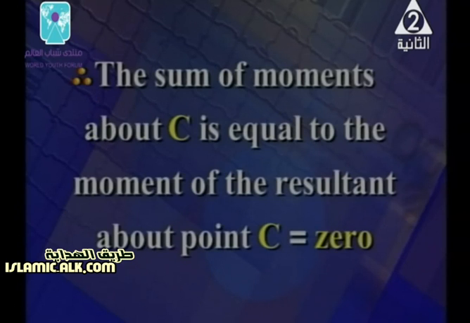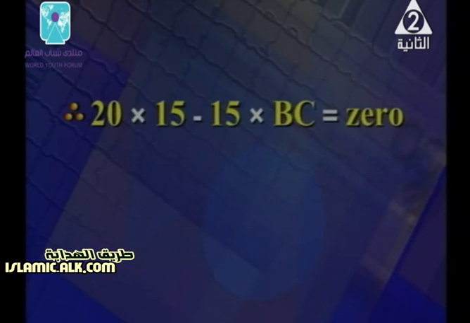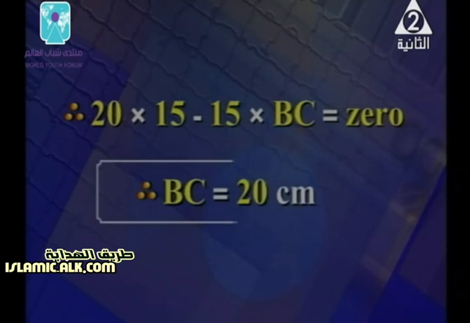The sum of moments about C is equal to the moment of the resultant about C, which equals 0. We have the moment about C: 20 times 15 minus 15 times BC equals 0. Therefore, dear student, BC equals 20. Why? Because 20 times 15 equals 15 times BC, divided by 15. Therefore, BC equals 20 centimeters.